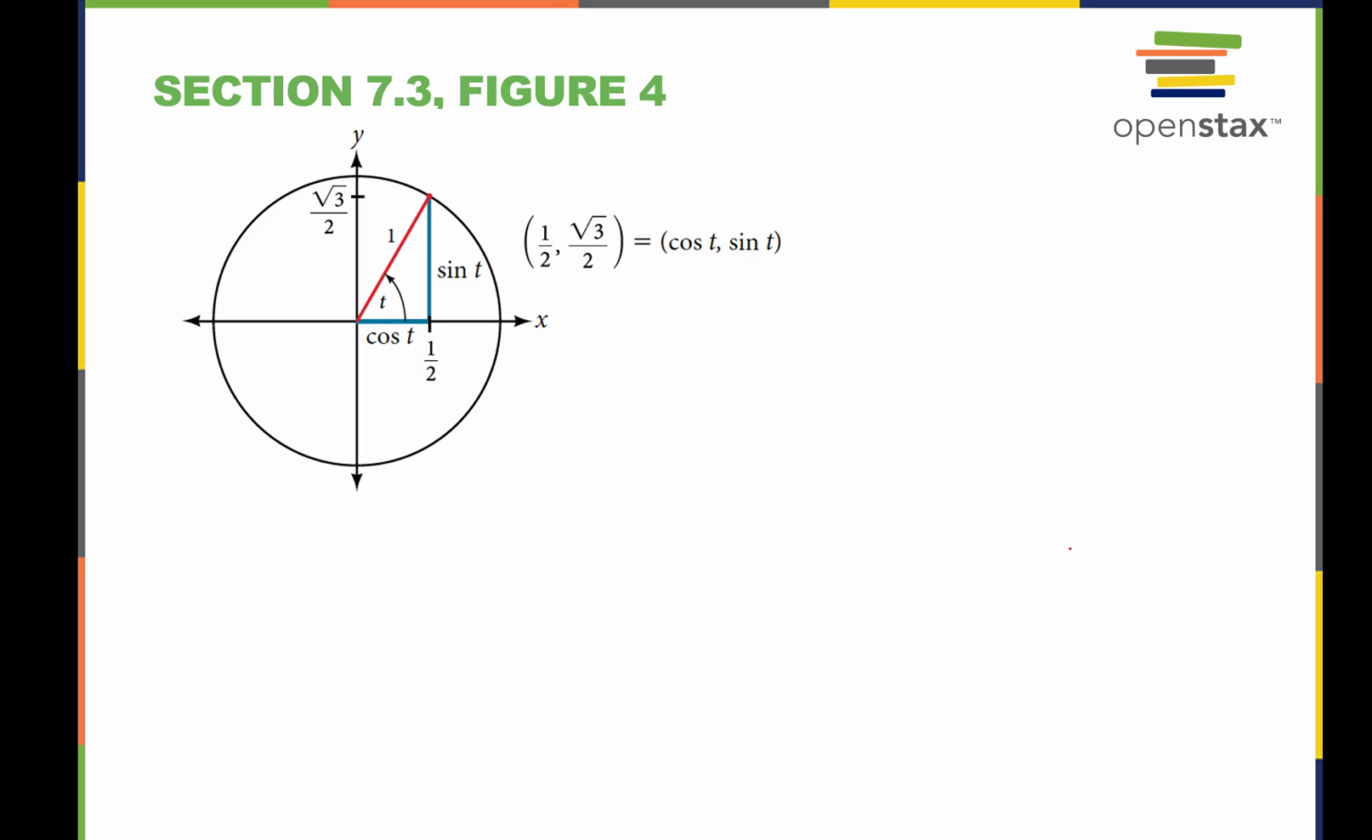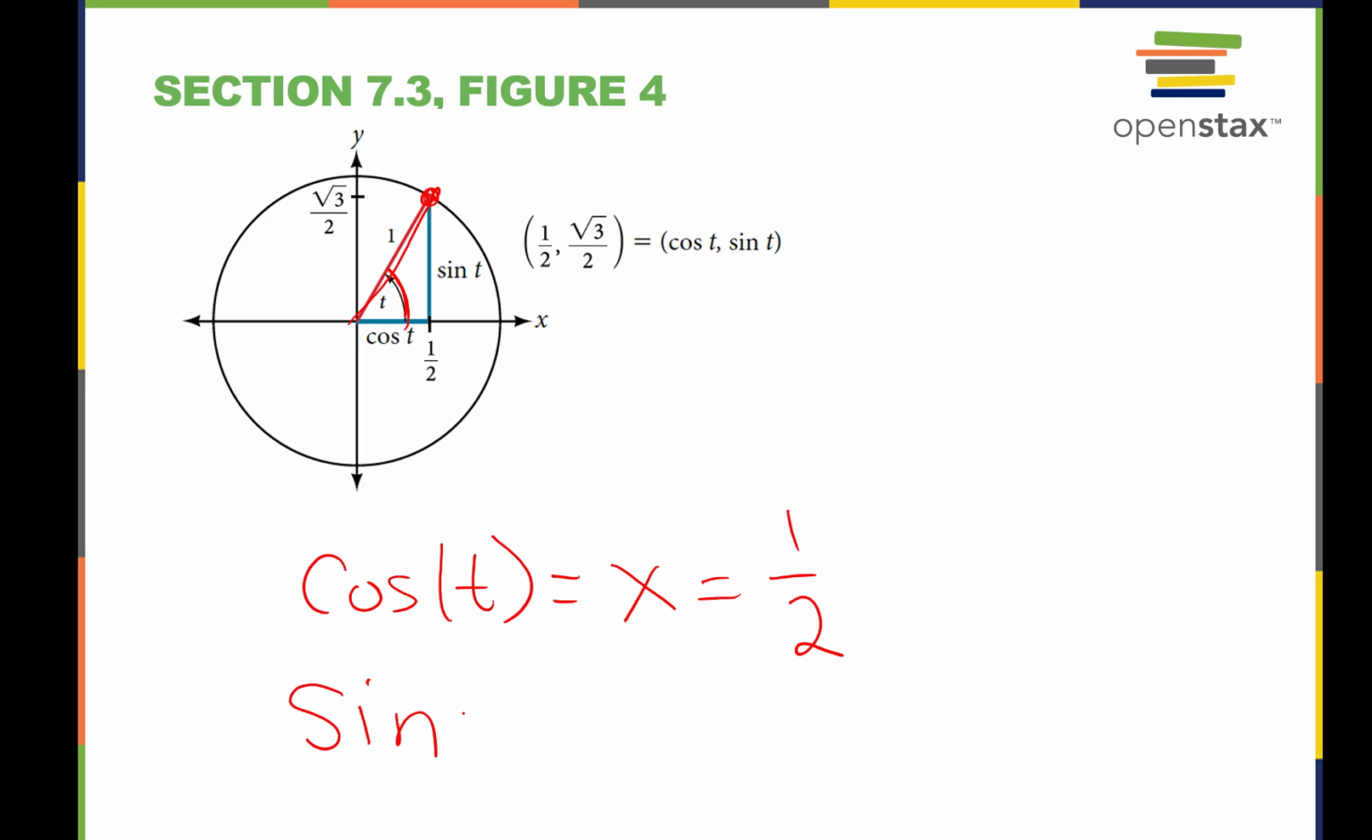All right, so looking at this example here, we want to find cosine of my angle t. Well, since this is the unit circle, this is going to be the value of x at the point where that angle sweeps open. That's this point right here. So my cosine, which is my x coordinate, is going to be 1/2. And my sine of that angle t is going to be my value of y at that point, which would be the square root of 3 over 2.